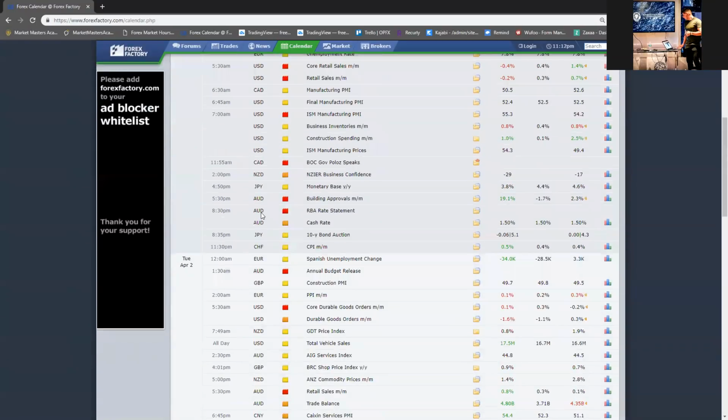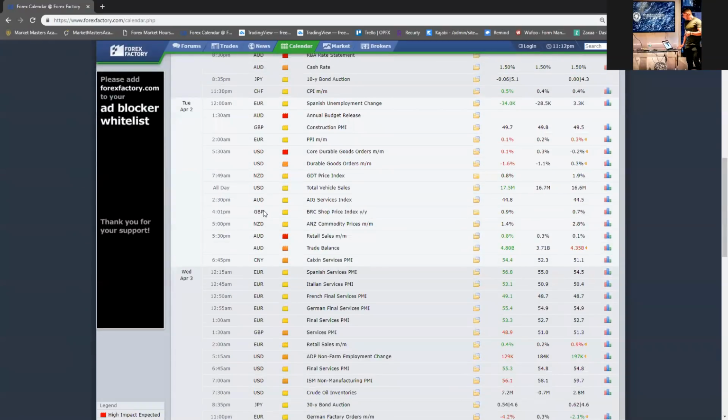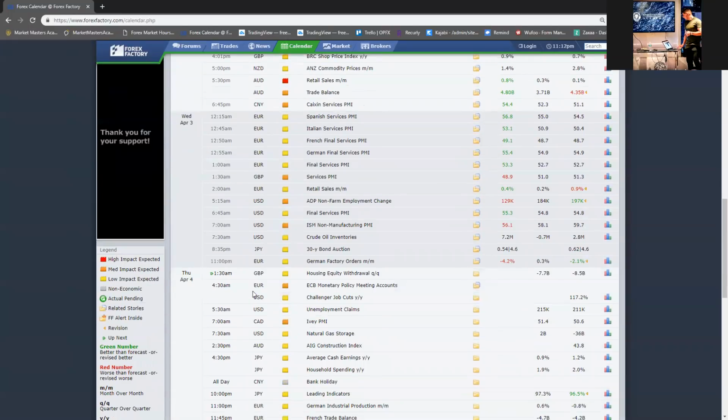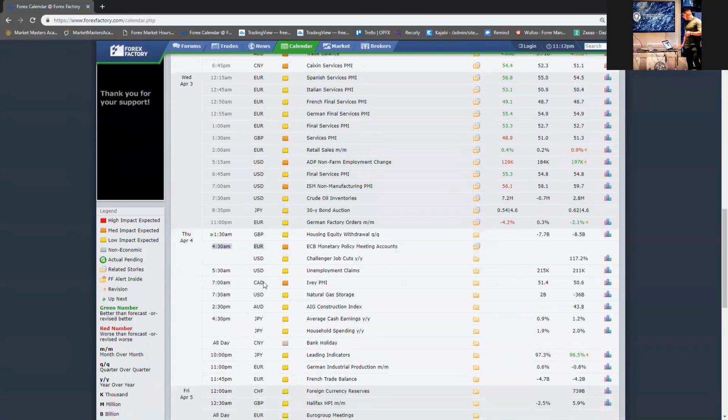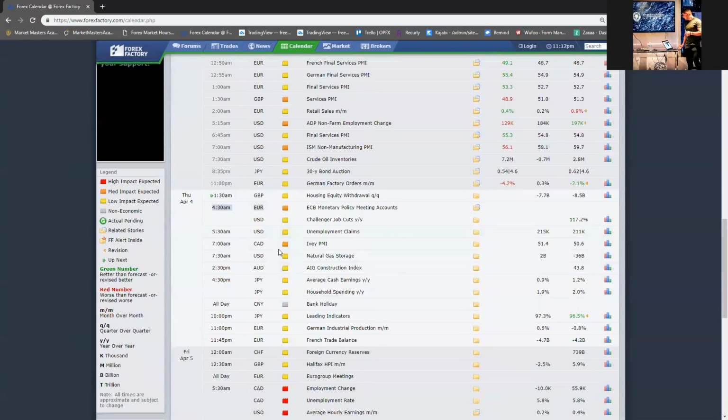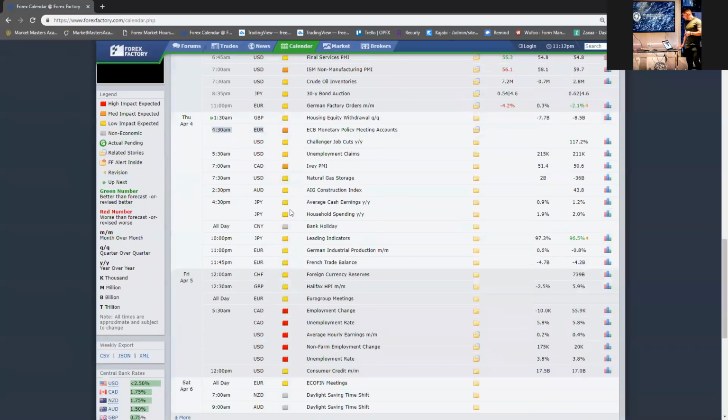So the news that we have for today, April 3rd, we have, let's see, at 4:30 a.m. This is Pacific Standard Time. We have some medium impact on euro happening. So no high impact.